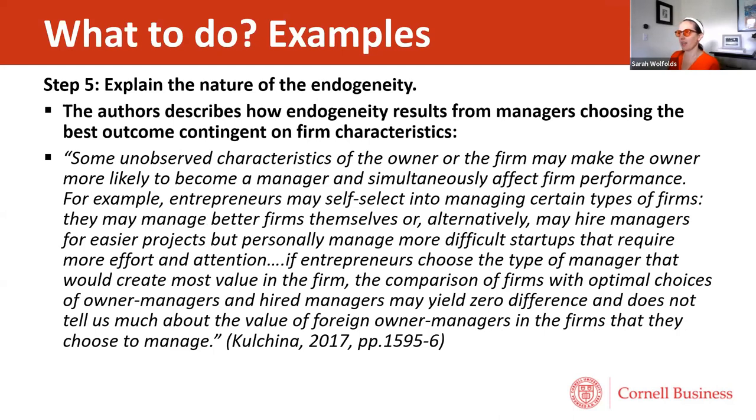Similarly, explaining the nature of endogeneity, right? In this case, the author says some unobserved characteristics of the owner or the firm may make the owner more likely to become a manager and simultaneously affect firm performance, right? So here's the characteristic that could potentially be driving both the outcome variable and the key dependent variable. And so she discusses in detail how that relationship would go and how it would affect their results.